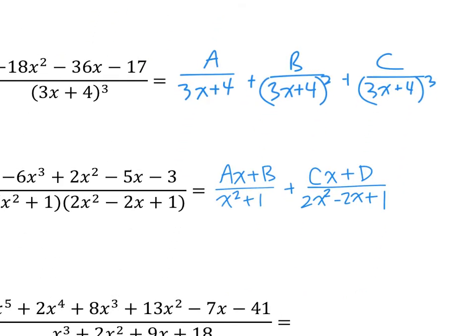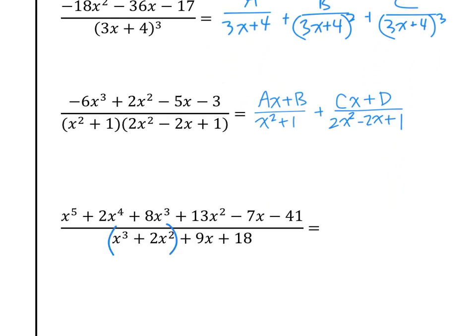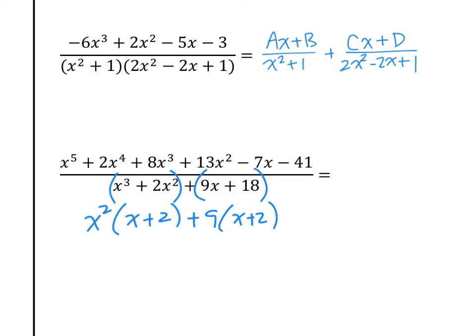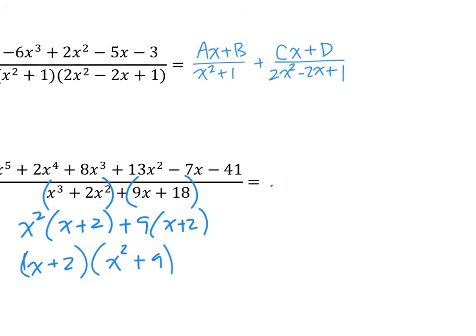Okay, the last one, you can factor. Remember in Algebra 2, we did it by grouping. Take out x squared, that's x plus 2. Take out 9, that's x plus 2. Make sure you put a plus sign in between those two terms. Then you take out the greatest common factor between both of them, which is x plus 2. The leftover is x squared plus 9. So that's going to be x plus 2, x squared plus 9. This is a, this is bx plus c, because x squared plus 9 is not factorable.